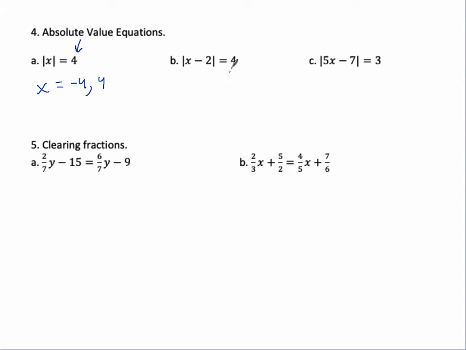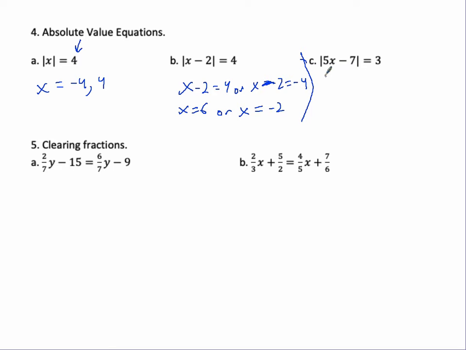Okay, similarly here, it's the same situation, except we got an x minus 2, so we can say x minus 2 equals 4, or x minus 2 equals negative 4, just like over here. So we have x equals 6, or x equals negative 2. Both of those, if you plug them in here, you get 4.